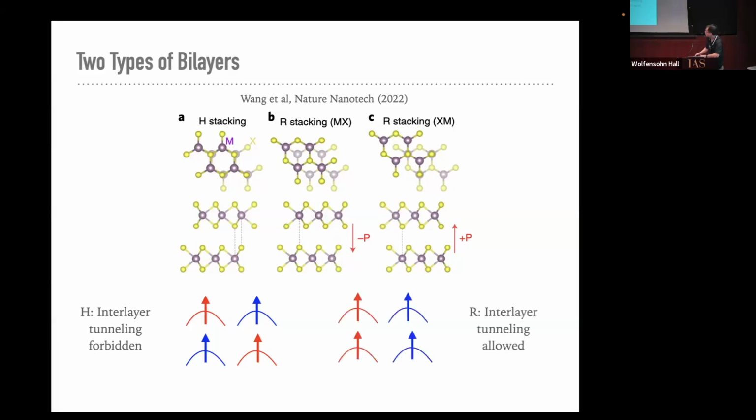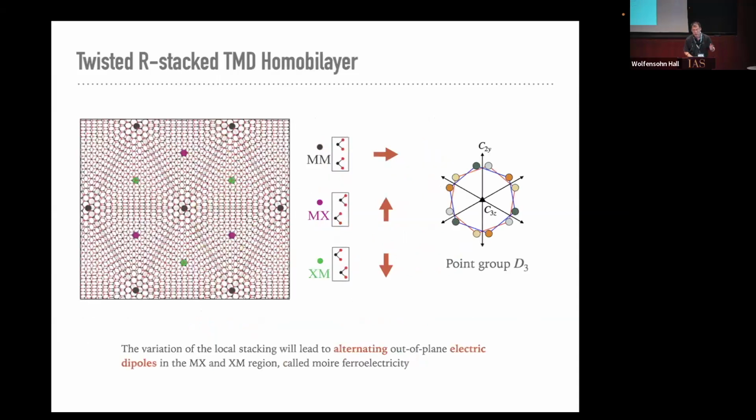Okay. Now, if you consider the R stacking, then this is when the top and the bottom layer are aligned together. So you can still have interlayer tunneling. So that's a huge difference. That's why in the experiments, all the experiments are done for this R stacking, because we actually needed that interlayer coupling to have some non-trivial topology. Okay. So with that being said, let's actually focus on R stacked twisted TMD homobilayers.